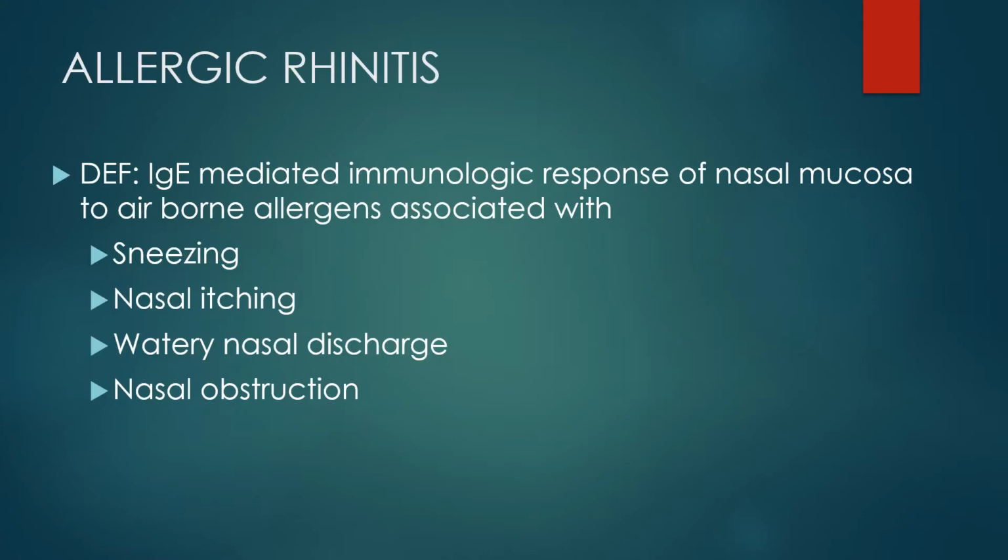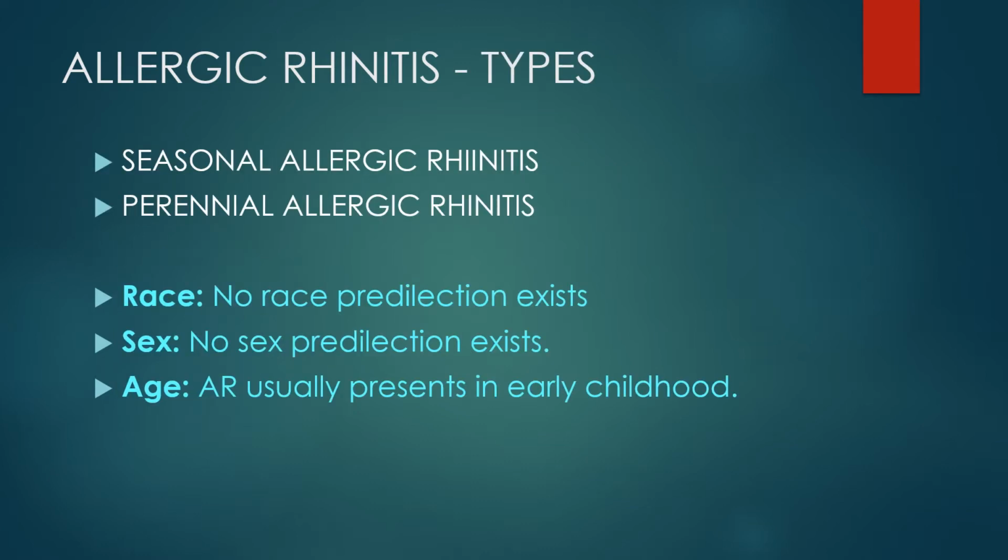Allergic rhinitis is defined as an IgE mediated immunological response of nasal mucosa to airborne allergens associated with sneezing, nasal itching, watery nasal discharge, and nasal obstruction. This may also be associated with symptoms of itching in the eyes, palate, and the pharynx. There are two clinical types of allergic rhinitis: seasonal and perennial.